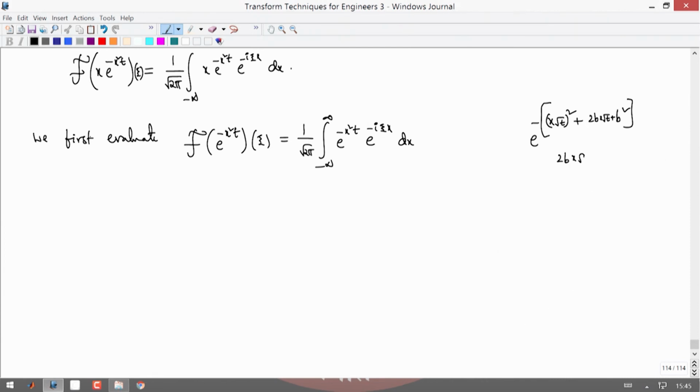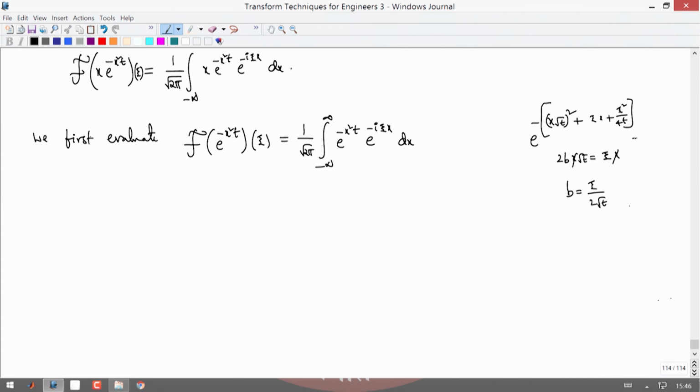2b x root t is actually your i xi x. So, x x goes. So, what is my b? b is xi by 2 root t. So, 2 goes here, so this also will go. So, what is your b? b is xi by 2 root t, and b square, that is xi square by 4t.